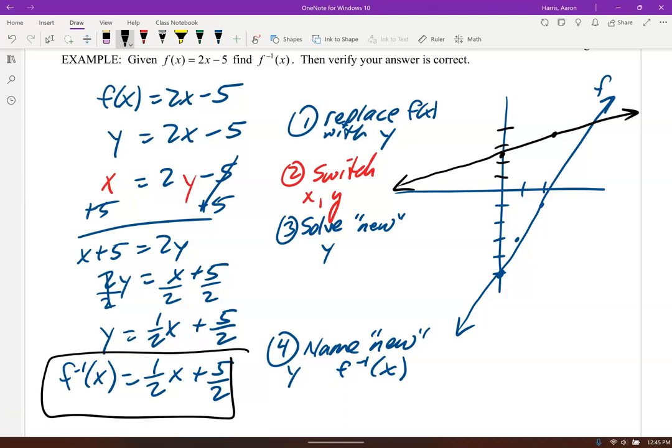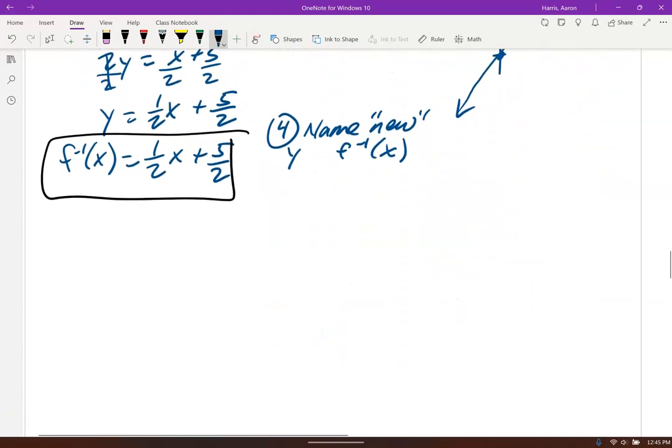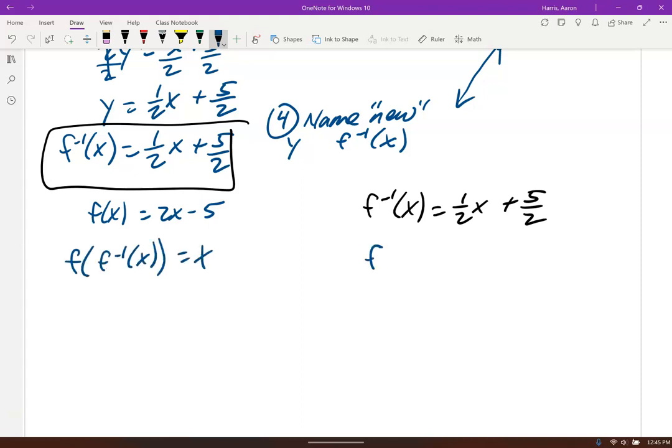Now it does say go ahead and verify that these are inverses. So f of x is 2x minus 5. F inverse is 1/2 x plus 5/2. Let's go ahead and verify. So f of f inverse would have to equal x, and f inverse of f would have to equal x. Both of those have to be true if they're truly inverses. So let's go ahead and work with this left one. F of f inverse. Well, f inverse is 1/2 x plus 5/2. I'm trying to make sure that this is equal to x.